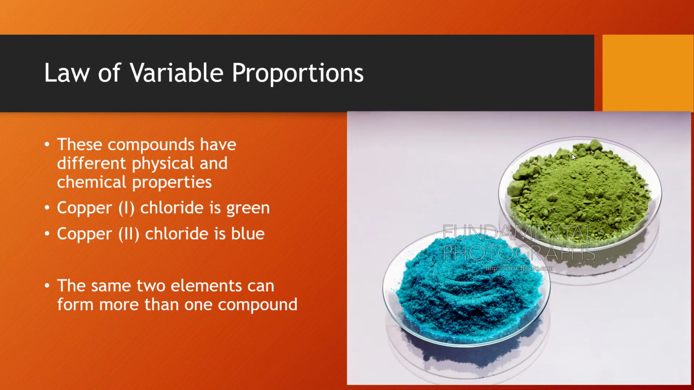Well, what about the law of variable proportions? These compounds have different physical and different chemical properties. So, just for example, copper(I) chloride is green, copper(II) chloride is blue. Just these different colors are one very clear, different physical property. They do have different chemical properties as well, such as the charge on the copper ion. And this is when the same two elements can form more than one compound.